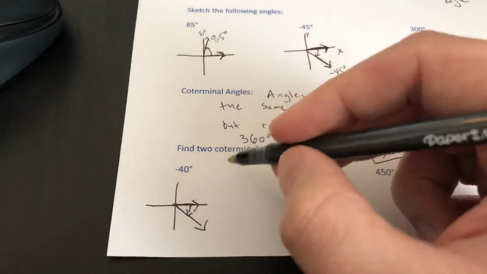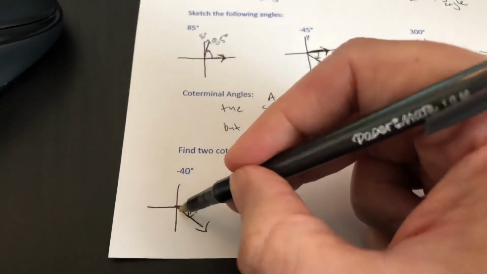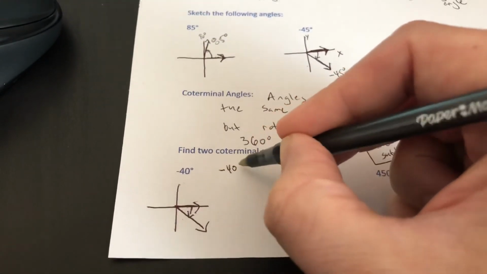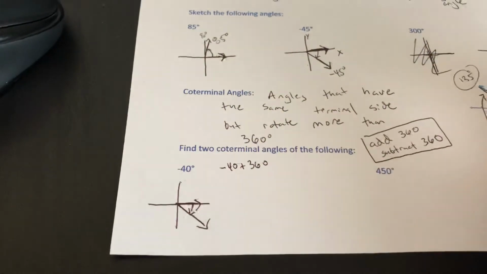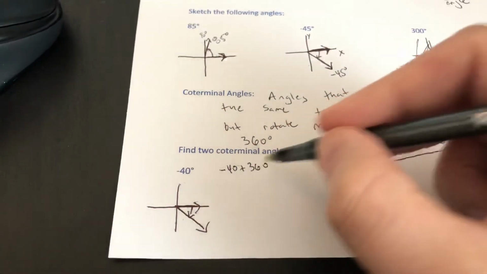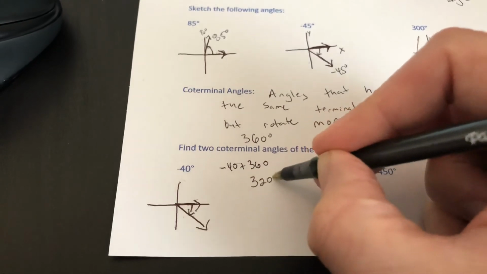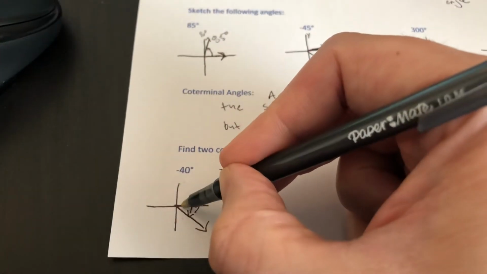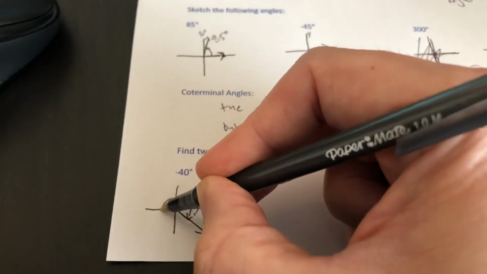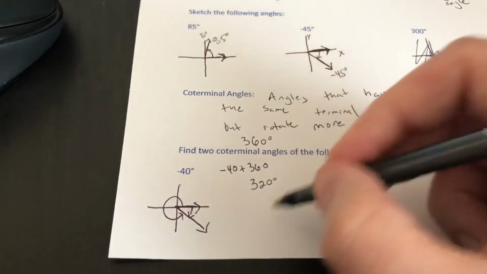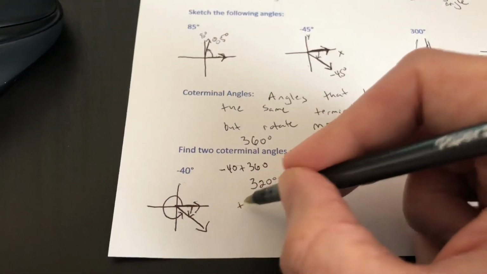So we want to find other rotations where I'm going to end with the same terminal side right here. All I have to do is take negative 40 and add 360. Negative 40 plus 360 equals 320 degrees. So that would be this rotation right here, starting here, going all the way to there. That's one coterminal angle. And I can add 360 again to find another one if I wanted to.